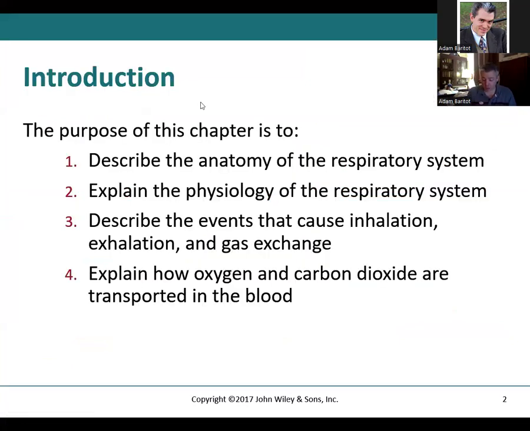We're starting with the respiratory system. In this chapter, we're going to discuss the anatomy and physiology of the respiratory system, describe the events that cause inhalation, exhalation, and gas exchange, and explain how oxygen and carbon dioxide are transported in the blood. Spoiler alert, part of that is by red blood cells.